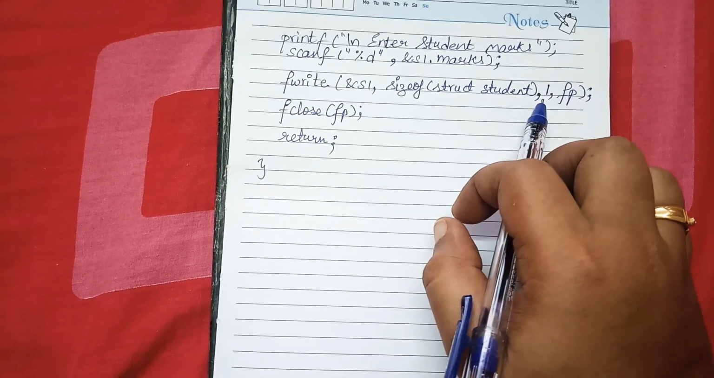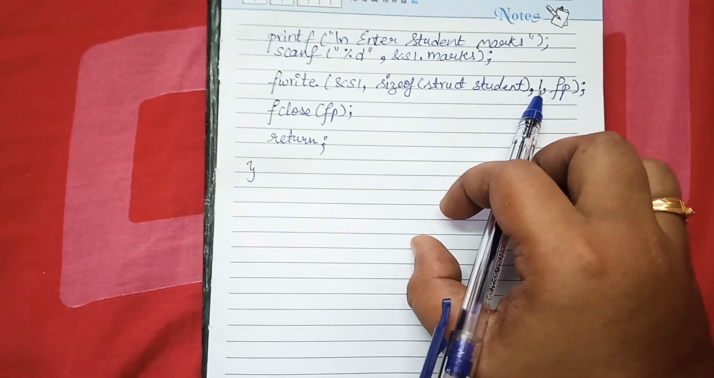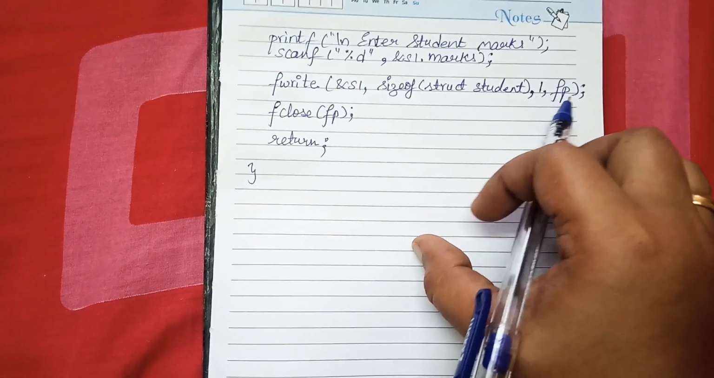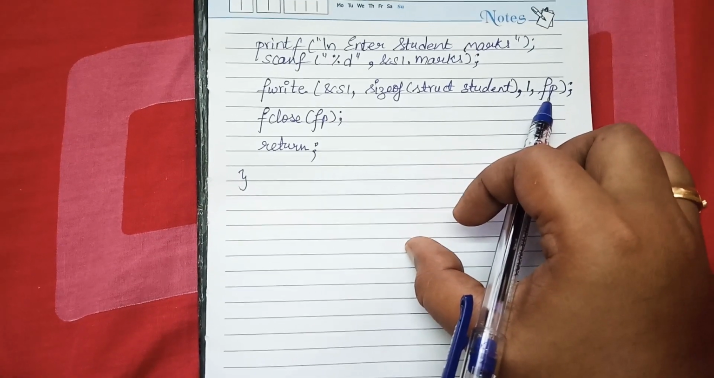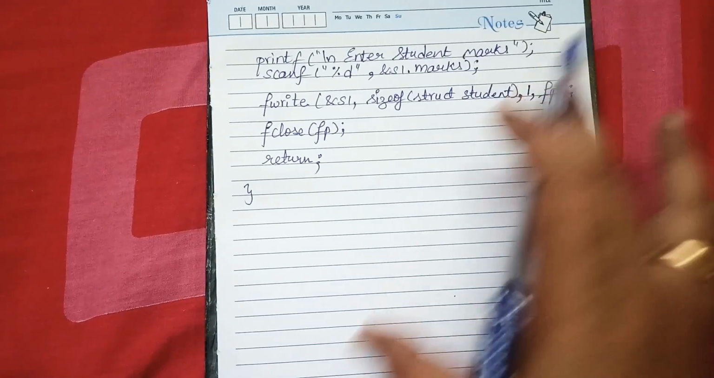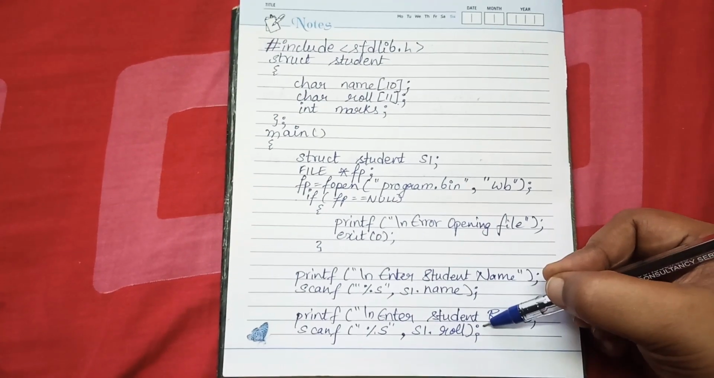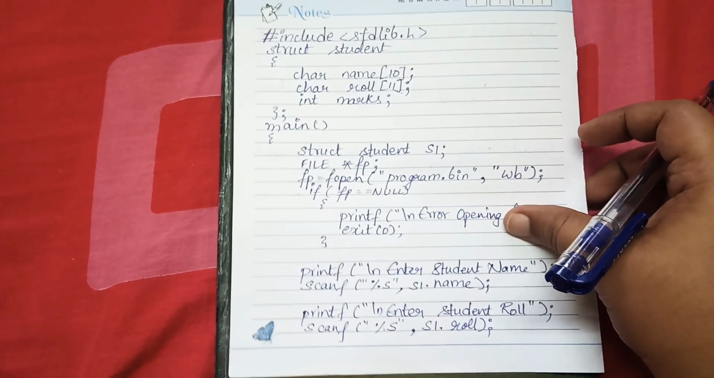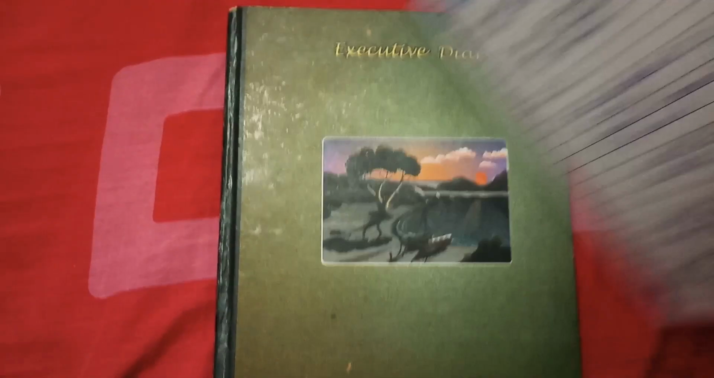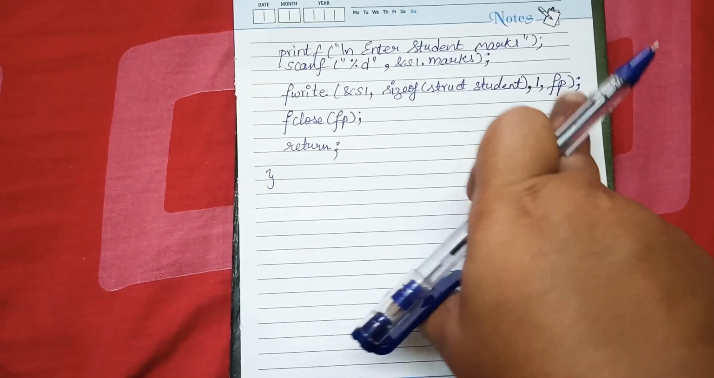How many such blocks are we sending? We are sending only one structure of student, so comma 1. Now where should we store it? At fp, which means the file pointed to by file pointer fp. Suppose here I have given the name as Surya, the roll number as 198R1A0561, and the marks as 100. All these three details will be stored in the file pointed to by fp.